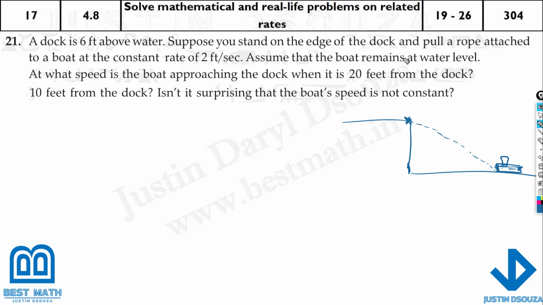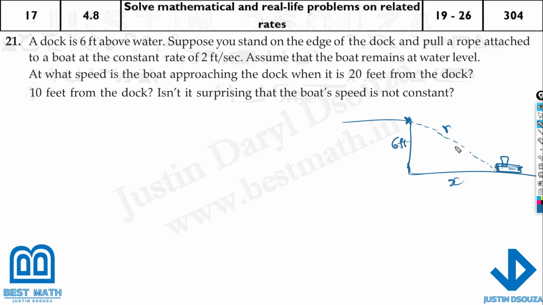They have told us we pull a rope attached to it at a rate. See, this is being pulled. Imagine this is the rope. We can take it as r. The rate is given, feet per second. r is this. What about this? This is the x value, the horizontal distance. Let's take it as x. And this height is told as 6 feet. They've mentioned it. It's 6 feet.